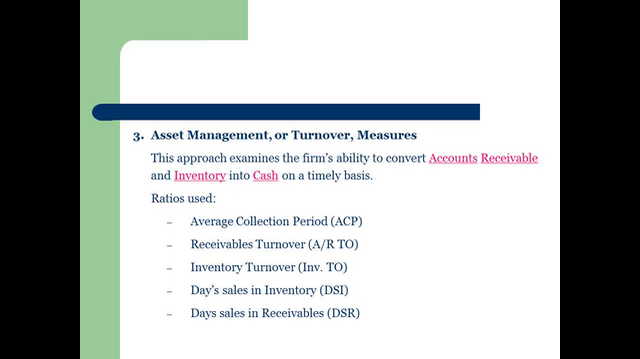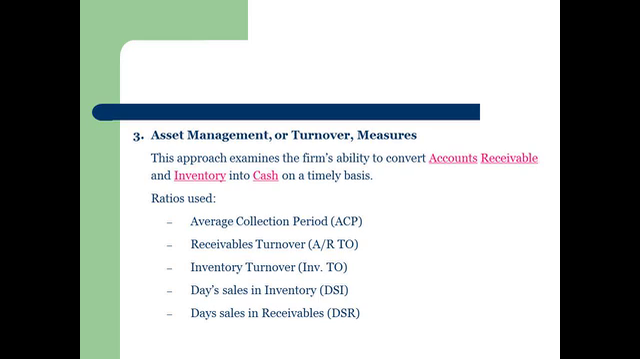Why is it known as asset management? Because activity ratios tell us the speed at which firms convert various accounts into sales or cash. So it actually means how we manage assets to convert them into sales. So it is known as asset management. This approach examines the firm's ability to convert accounts receivable and inventory, which are actually assets, into cash on a timely basis.